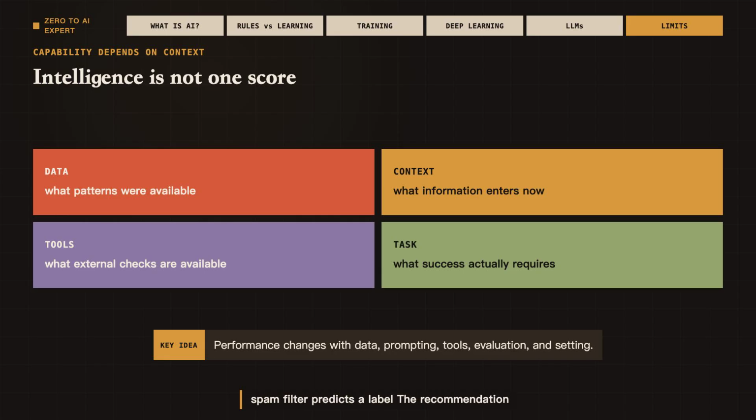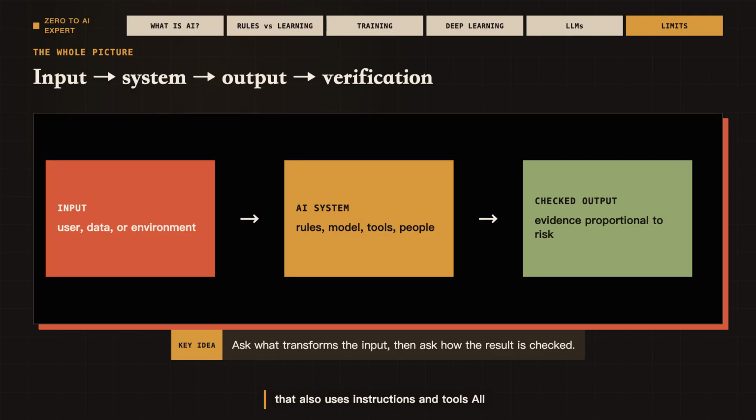We can now return to the three examples. The spam filter predicts a label. The recommendation system ranks options. The language model predicts tokens and may sit inside a larger assistant that also uses instructions and tools. All are AI systems, but they solve different tasks with different models, data, outputs, and risks.